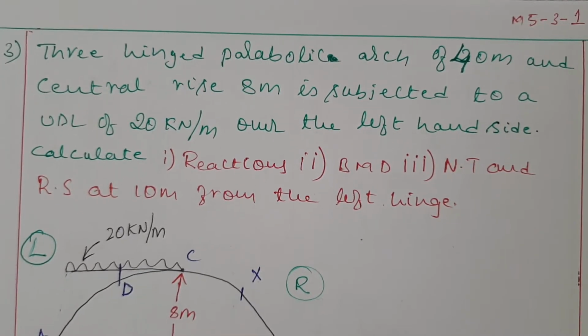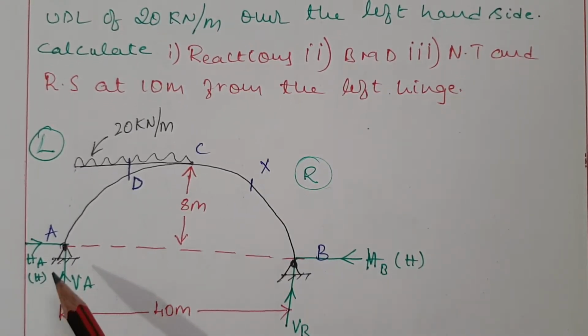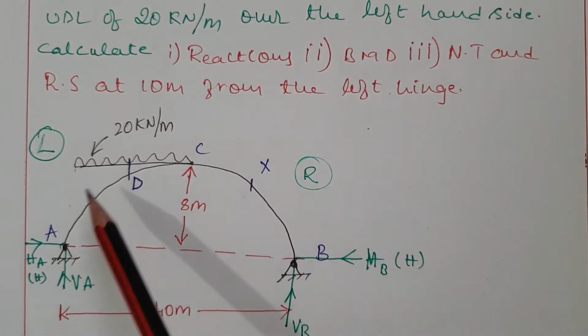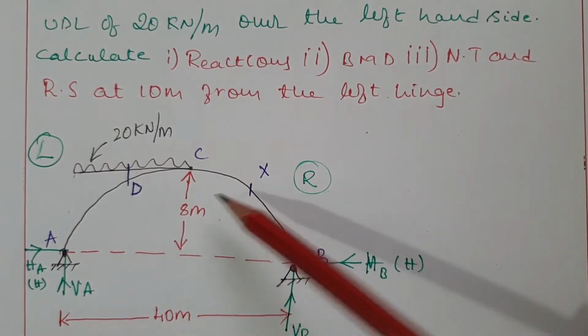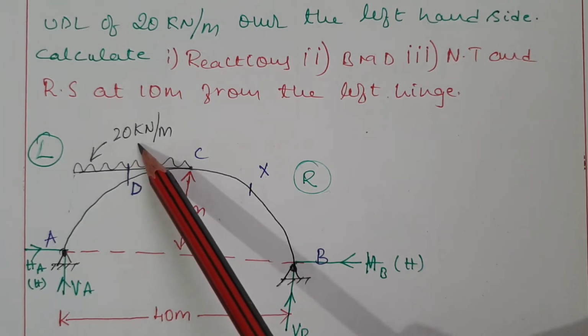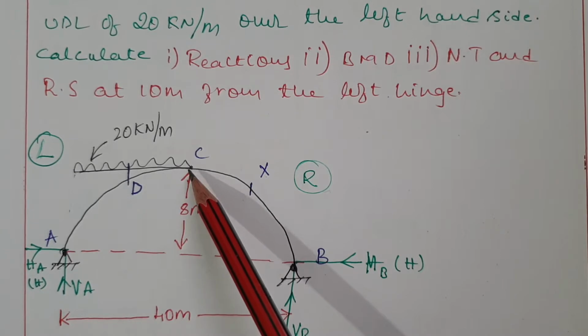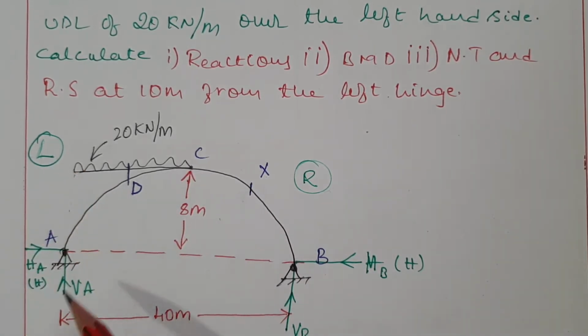Based on the details, I have drawn a figure. See, I drew a three-hinged arch, hinged at A, B as well as C, with a span of 40 meter and a central rise of 8 meter, and I considered a UDL of magnitude 20 kilonewton per meter acting throughout its left side. If it is a hinged support, you will get two reactions, one horizontal and one vertical, at point A as well as at point B.